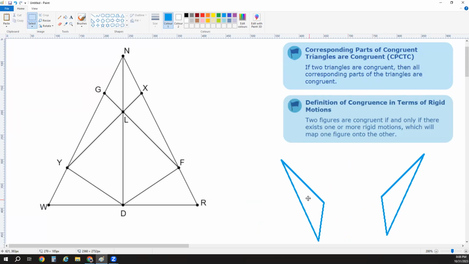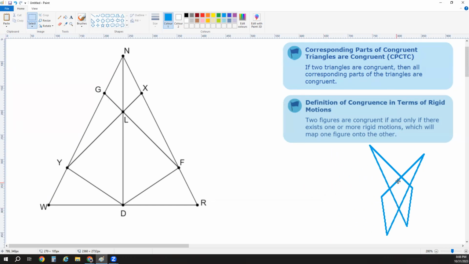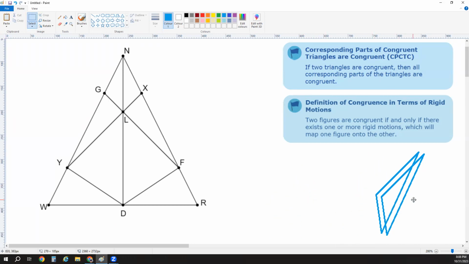I can reorient this whatever way I need to, but it doesn't change the measures of the angles or the lengths of the sides. I can reorient it one way or another by reflecting it or rotating it and then translating it back onto the original image, and you can see that all the angles and all the length measurements are the same. So that's the definition of congruence in terms of rigid motions.